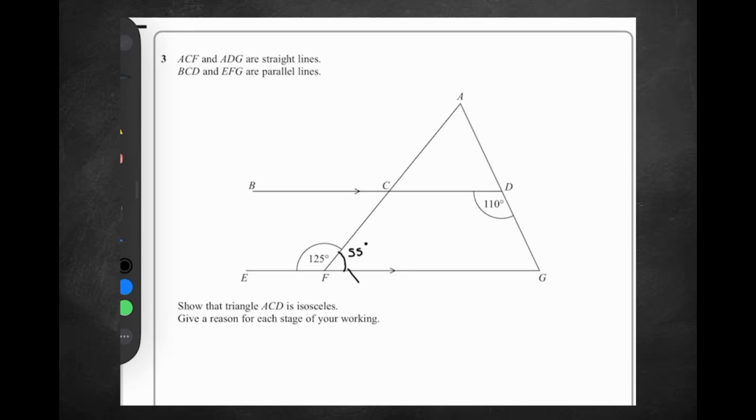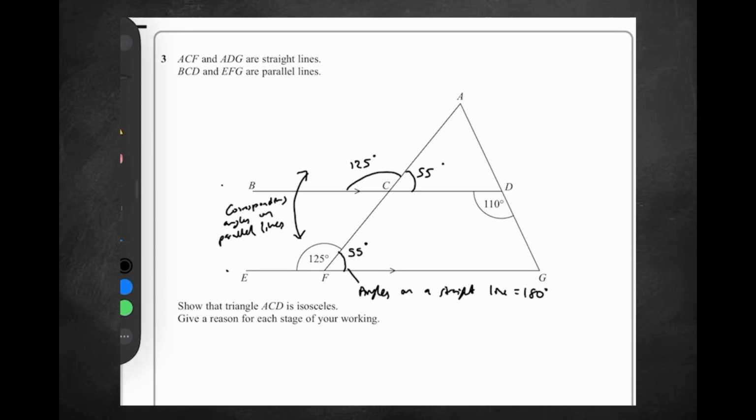And I'm going to say angles on a straight line equal 180 degrees. Then, as these are parallel lines, this must be the same angle, and this must also be the same angle, and that is because they are corresponding angles on parallel lines. So I'm just going to put corresponding angles on parallel lines.